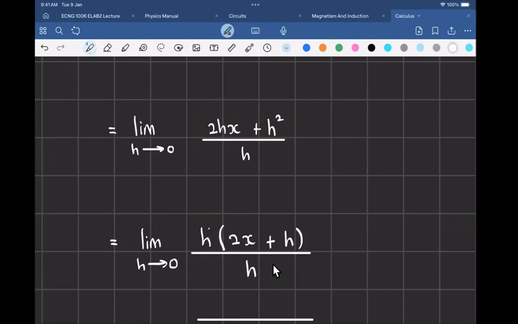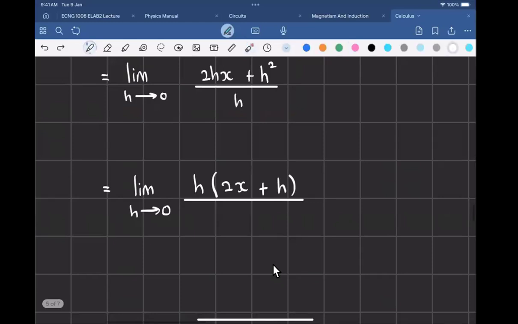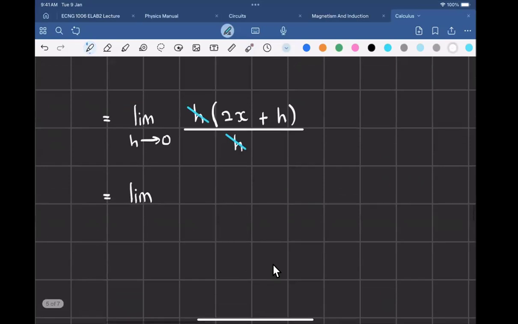Max, that question on top. You have H being added, multiplied, divided. What's going on? H is being multiplied by this. So now we could actually cancel it off if you wanted. Right? So we're gonna cancel off the H and the H. So what do we have now? Just 2x plus H. Yep.